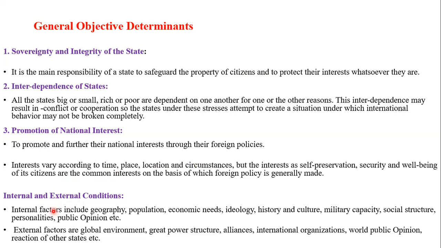Clear? Another, internal and external conditions. Internal and external conditions of the country are also very important factors that help us to devise the foreign policy. For example, geography, geostrategic location. Pakistan cannot deny Afghanistan, and no country can deny Afghanistan because of the geography. We are the neighbors of Afghanistan. Iran is a neighbor of Afghanistan. Tajikistan is a neighbor of Afghanistan.